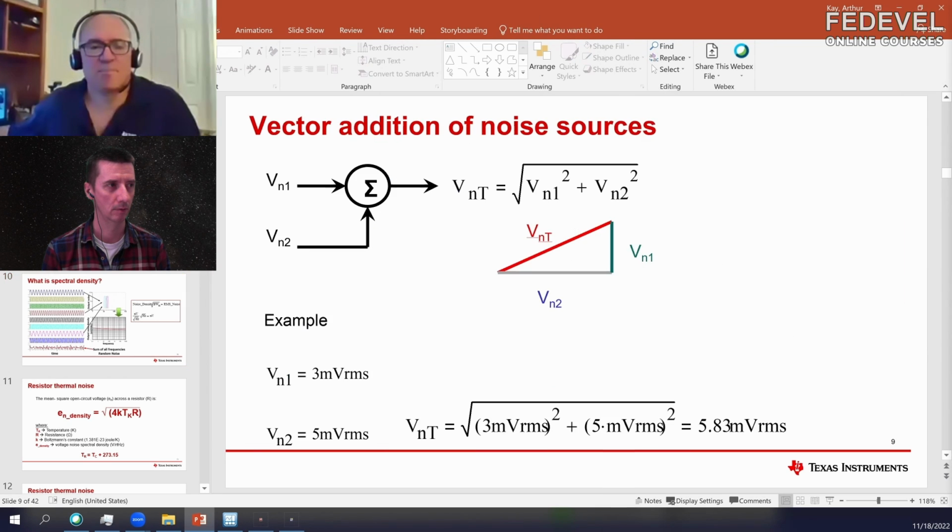Sometimes you may have multiple noise sources that you need to add together. Since they're random and uncorrelated, which they generally are in 90% of the cases, you add them the way you would add vectors or the sides of a triangle, as the square root of the sum of the squares. For example, if we have 3 millivolts RMS from one circuit and 5 millivolts RMS from another, and those two noises combine, they don't just add algebraically. They add as a square root sum of the squares, and we get about 5.8 millivolts RMS.